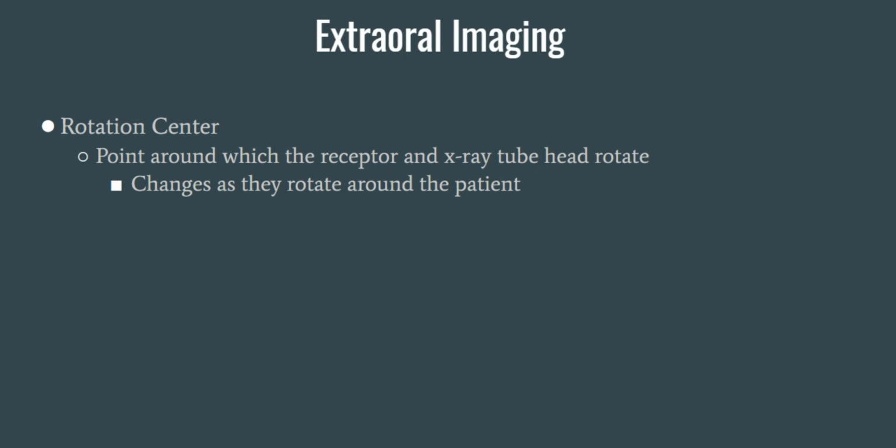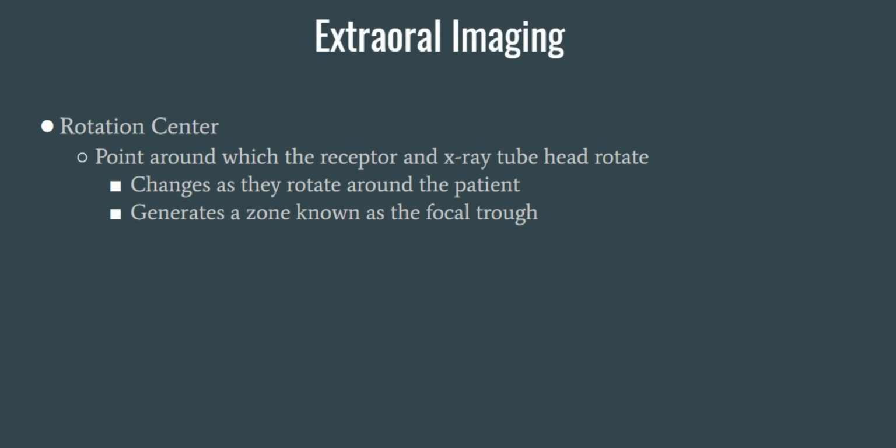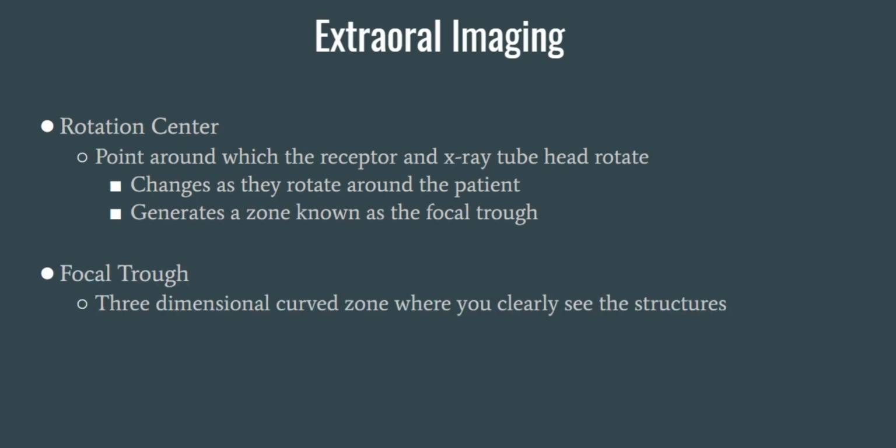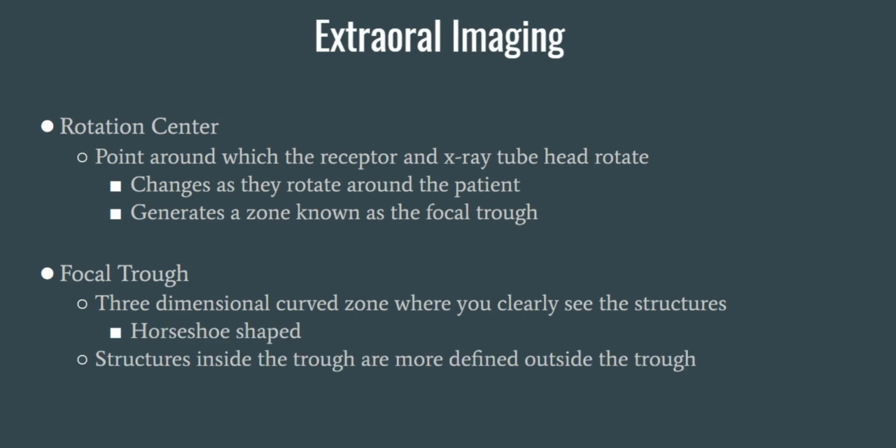So while that rotation center changes, it's going to create this area known as the focal trough. The focal trough is a three-dimensional curved zone where you can clearly see the structures. So it's this specific area of the image layer where we can see what those parts are that we need to see within the mouth. The focal trough has been known to have a horseshoe shape, and inside that horseshoe shape, or the three-dimensional curved zone, that's where the structures are going to be more defined than the ones that are located outside that curved horseshoe-shaped zone.